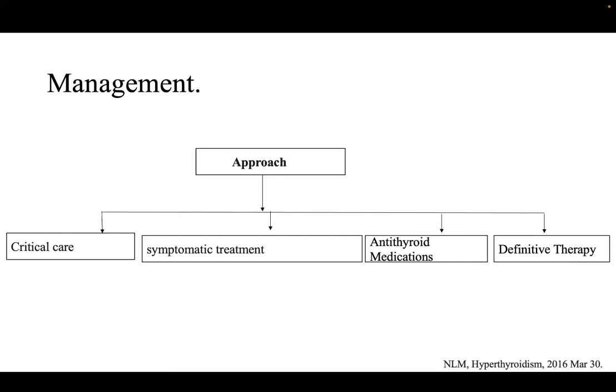Then for treatment, for management of thyroid storm, the approach will be divided into your critical care approach, symptomatic treatment, and anti-thyroid medications and definitive therapy. Here, critical care. So basically, you should consider ICU admission and monitoring, and then you should start symptomatic treatment as well, wherein you're again giving beta blockers as the first line drug, wherein you use propranolol.